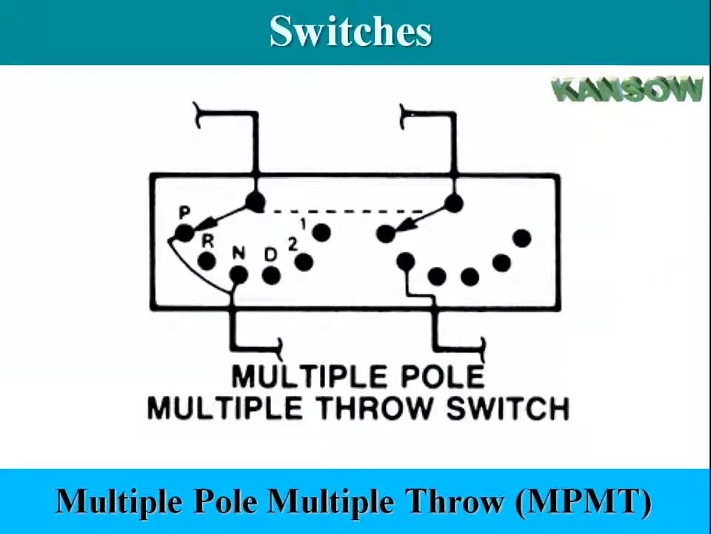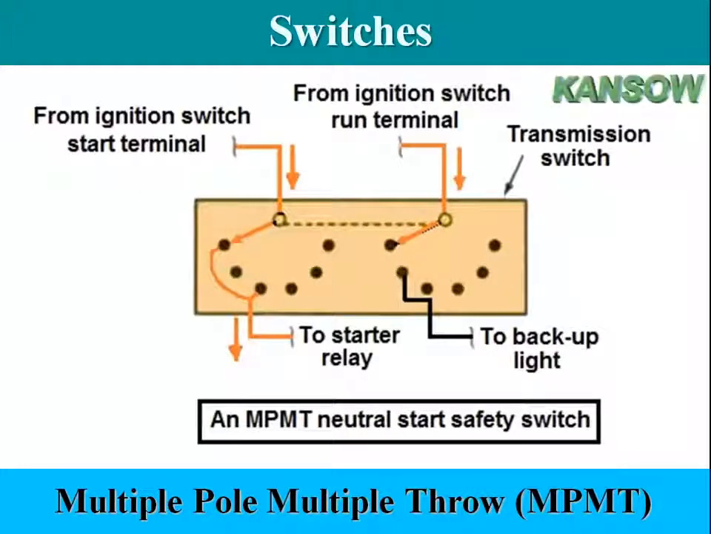MPMT switch: multiple pole input, multiple throw output switches, which are also known as gang switches, have movable contacts wired in parallel. These switches move together to supply different sets of output contacts with current. An ignition switch is a good example of a multiple pole multiple throw switch. Each switch sends current from a different source to different output circuits at the same time depending on position.